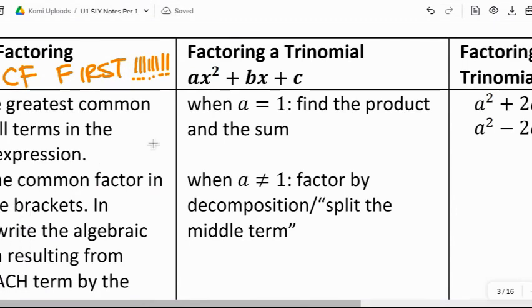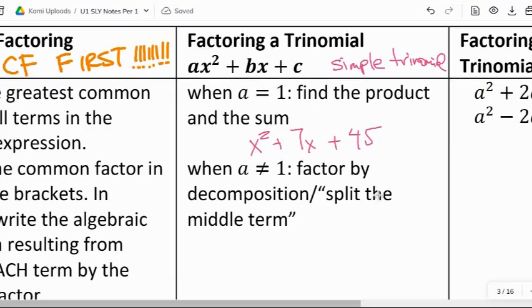All right. When a equals 1, now a is the coefficient of x squared, right? So when I have a trinomial that looks like this, x squared plus 7x plus, I don't know, 45, I'm just making something up. This is a simple trinomial because x squared does not have a coefficient. So if we have a simple trinomial, we factor by finding the product and sum.